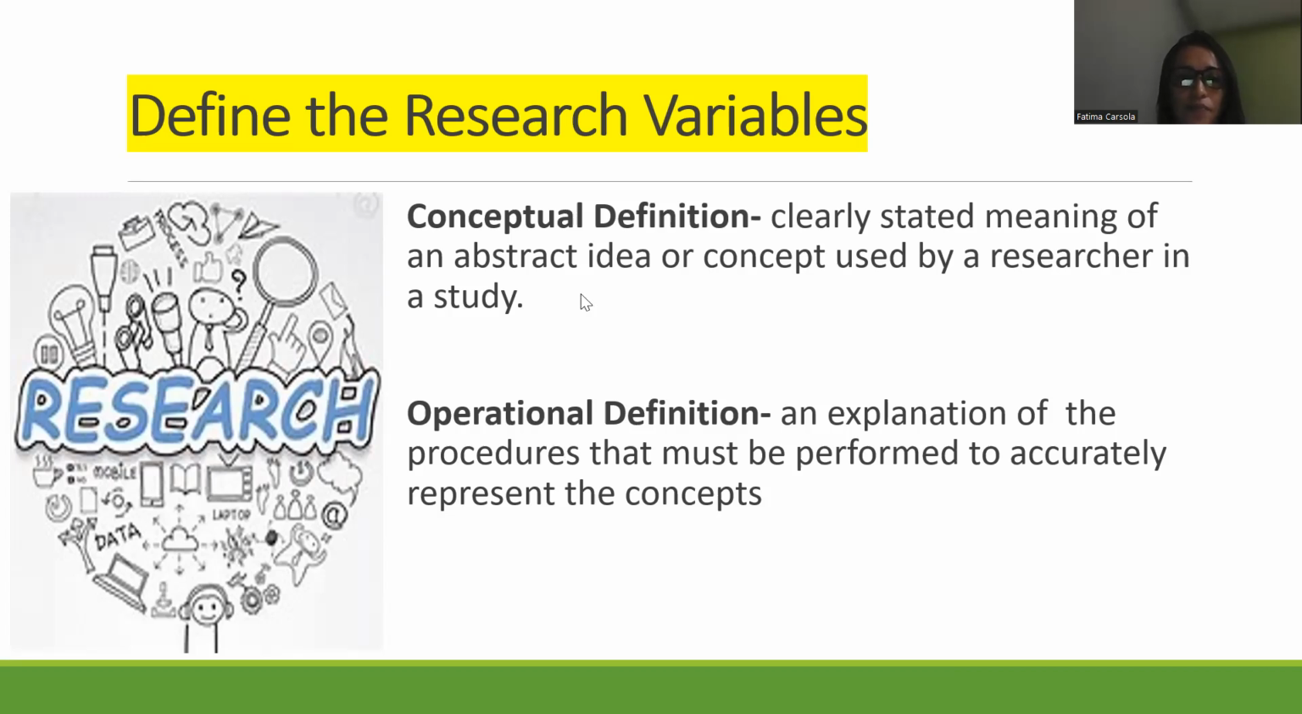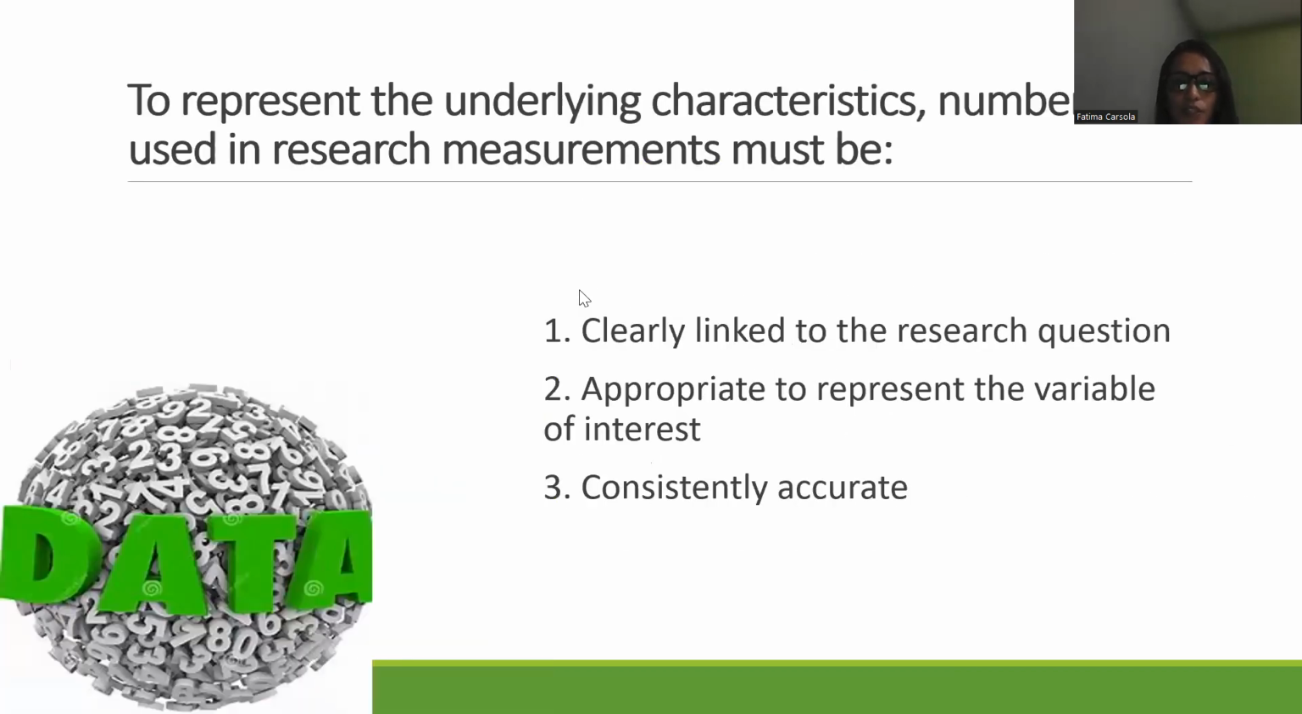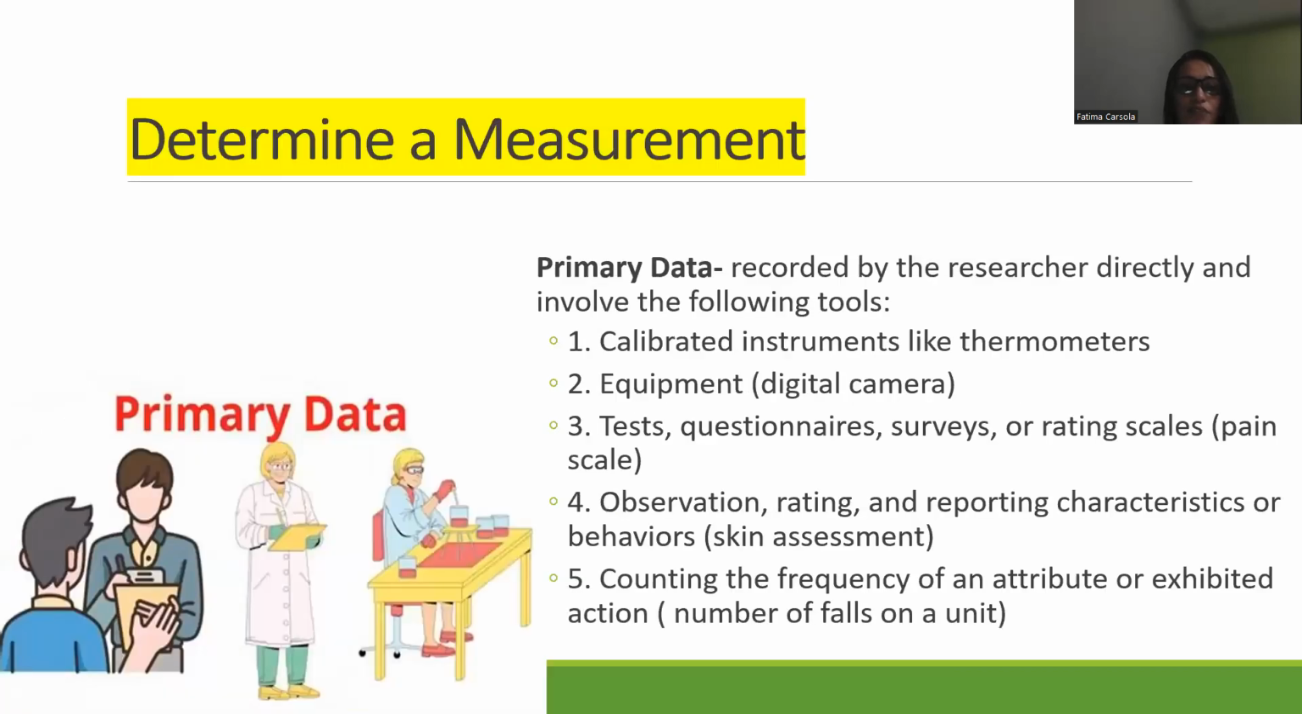Okay, so if you're to represent underlying characteristic, numbers used in research measurements must be, of course, clearly linked to the research question. Again, your statistical measurements should answer your research questions stated in your statement of the problem. And then we have here appropriate to represent the variable of interest, and it should be consistently accurate.